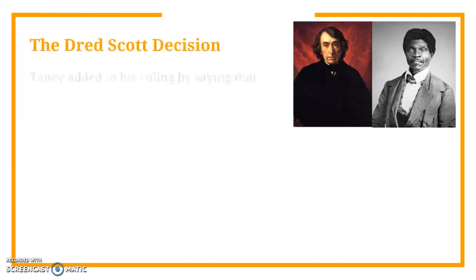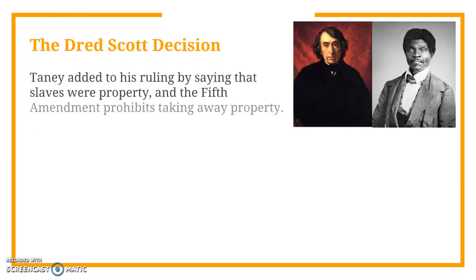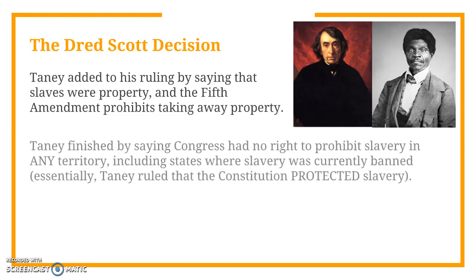Taney on the left. Now, Taney would add to his ruling and said that slaves are not human beings but property, and the Fifth Amendment of the Constitution prohibits taking away property. So in essence, Taney is saying that the government has no right to remove slaves from the people who have owned them. And then Taney would finish by saying that Congress also had no right to prohibit slavery in any territory, including the states where slavery was currently banned.